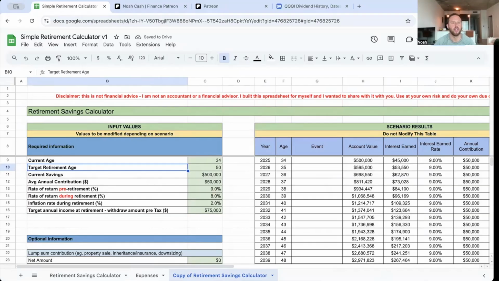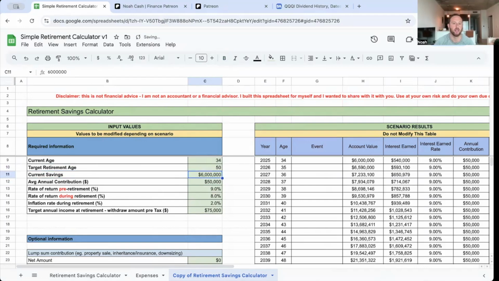So we add 50, and then we look at our current savings. Let's say we had 500K. Let's say we had 600K in current savings. That's 6 million, that's too much. 600K. And every year we'll contribute 35K. And again, you can play with these numbers based on your situation and your structure and your goals.